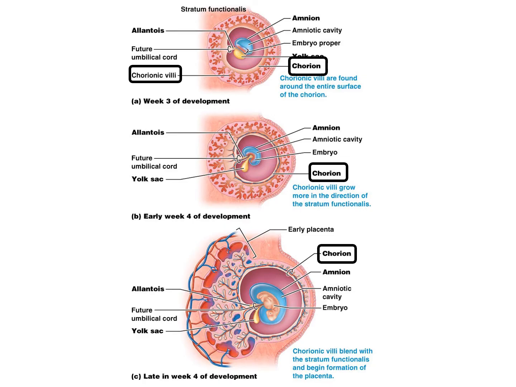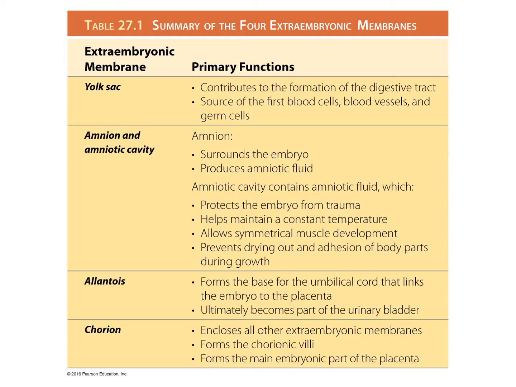Okay, so here's the chorion with chorionic villi extending outward. Okay, that's at 3 weeks. At 4 weeks, it's a little more invasive. Here's the chorion surrounding the entire structure of the embryo. And here's late in week 4. So the chorion will also grow as the embryo grows. So finally, here's a summary of the 4 extraembryonic membranes, describing their functions. These are the yolk sac, the amnion and amniotic cavity, the allantois, and the chorion.